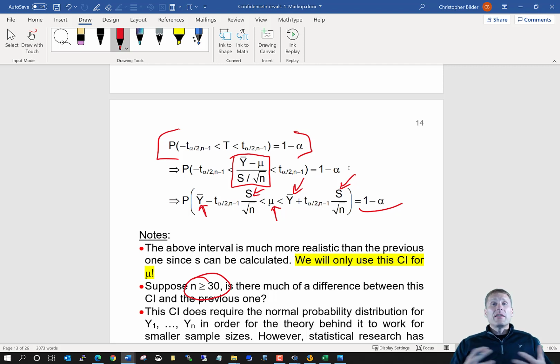That's why whenever I teach an introductory stat course, I say, let's not even worry about that other interval. I'll introduce it to motivate this interval that we use based upon the t-distribution. But let's just go with this. It's going to be easier.